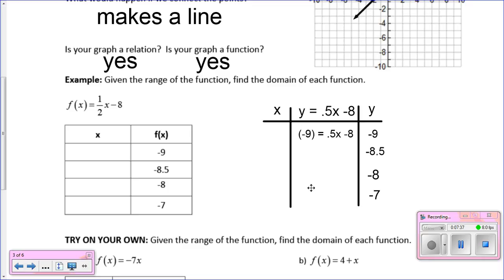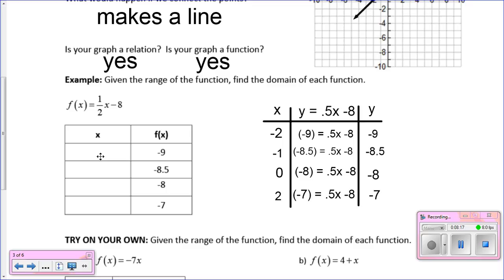So I've got -9 equals 0.5x minus 8. I'm going to add 8 to both sides, and then divide by 0.5 or multiply by 2, depending on how you have it looking. Either way, it's the same thing, and I get -2. And I'm doing that with each one. Add 8 to both sides, divide by 0.5 or multiply by 2, I get -1. Add 8 to both sides, multiply by 2 or divide by 0.5, I get 0. Add 8 to both sides, divide by 0.5 or multiply by 2, I get 2.